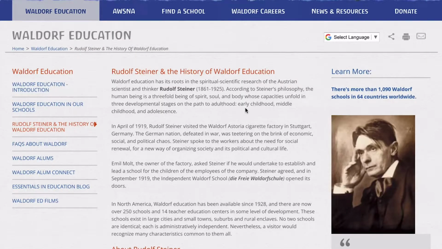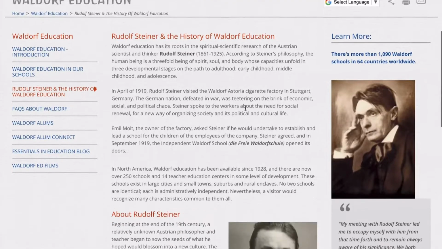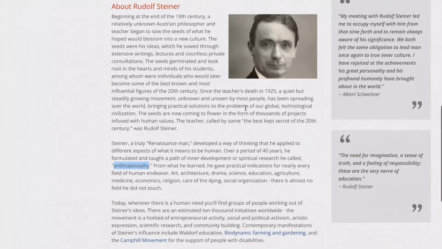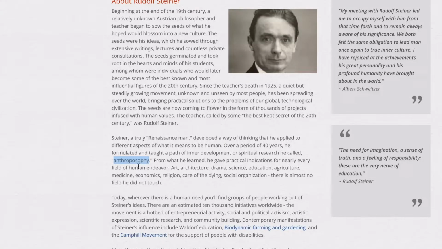It was created by Rudolf Steiner. It was actually someone who was at the Waldorf Astoria cigarette factory. He wanted a school for his employees to be able to take their kids to, and he looked to Steiner to create that form of education. He was a philosopher, a scientist.